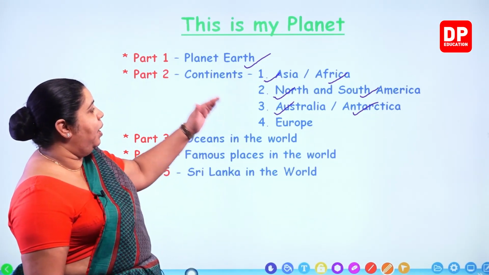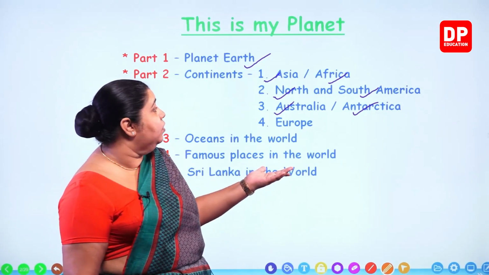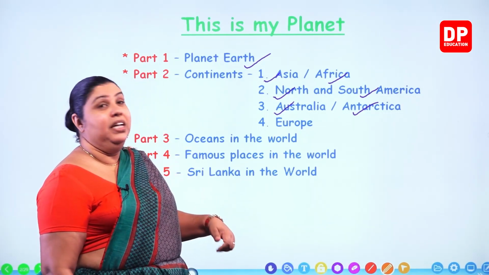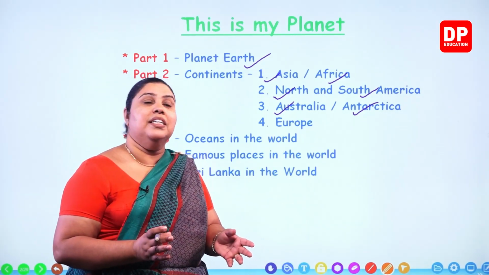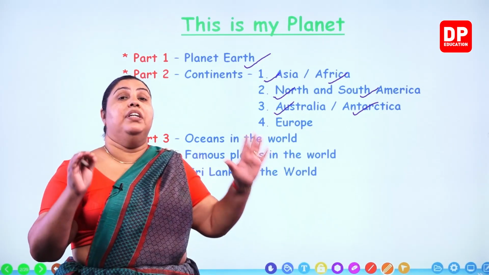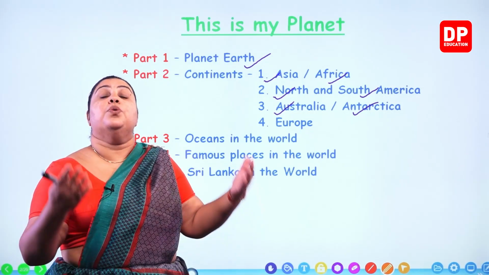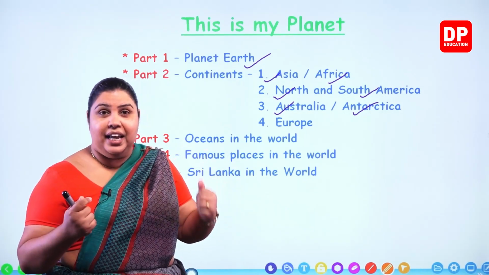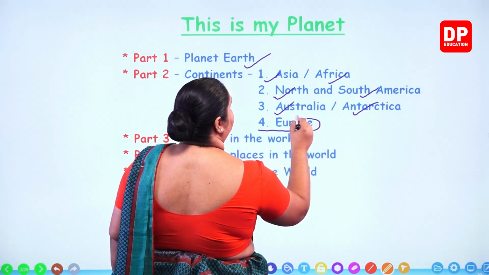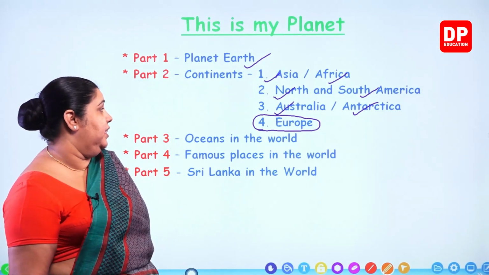We have learnt about 6 continents: Asian continent, the African continent, North and South American continents. Can you remember? Then Australian continent and the coldest continent, Antarctica. So we have learnt about 6 continents out of the 7 continents. So what we are going to do today is to do our last continent, which is the European continent.